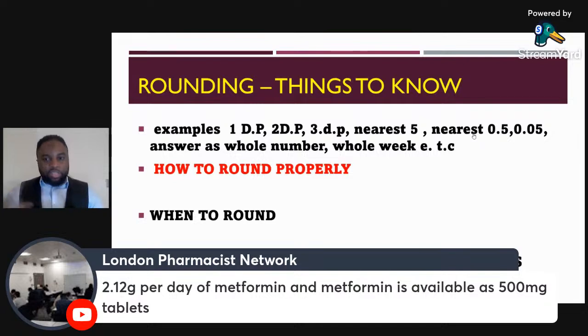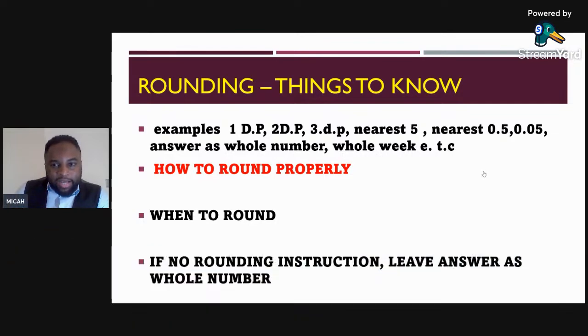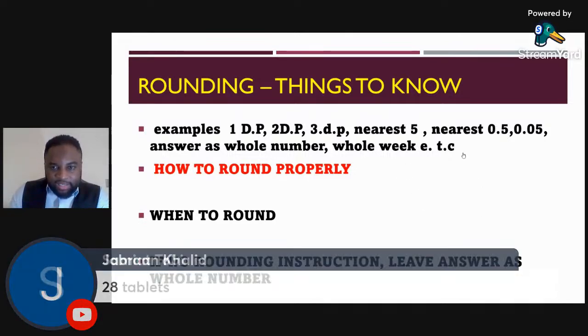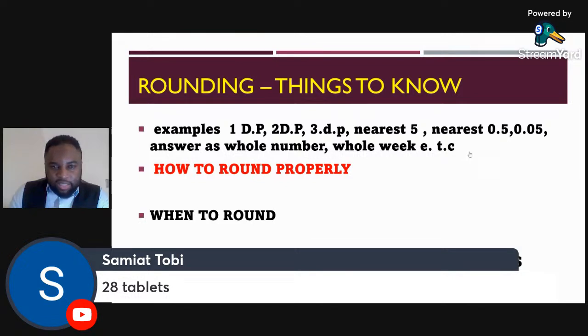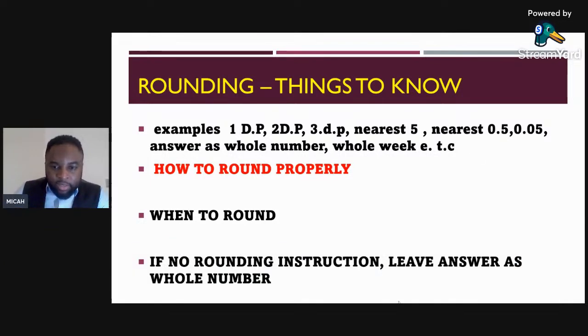Does that make sense? So you see a lot of questions where you have to do the rounding during the actual calculation itself. And there's also loads of cases where you need to do the rounding at the end. So the point is, how and when are you going to do this? That is what I'm trying to cover today. So the correct answer to that question is 28 tablets, because we have to do our rounding before multiplying it by 7. So 4 times 7 is 28.